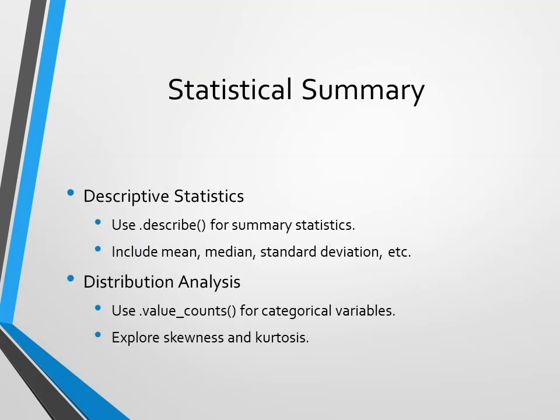The statistical summary phase involves generating descriptive statistics using Pandas' describe method. This gives you a quick overview of key metrics like the mean, median, and standard deviation for each numerical column. For categorical variables, value_counts is useful for understanding distribution. Additionally, examining skewness and kurtosis helps you understand the shape of your data's distribution.